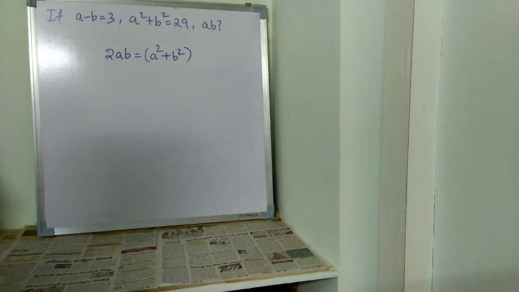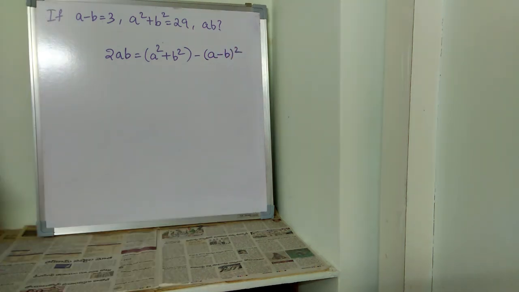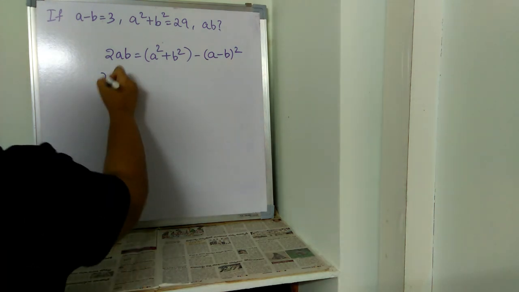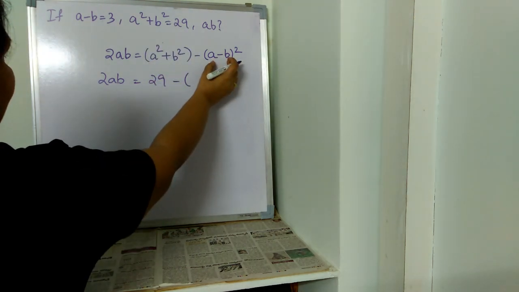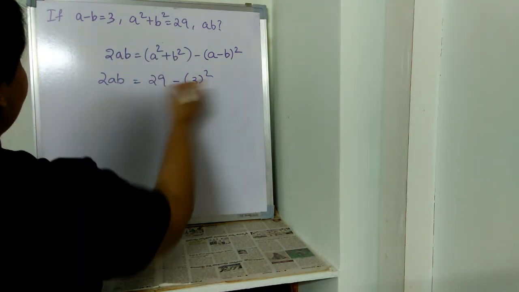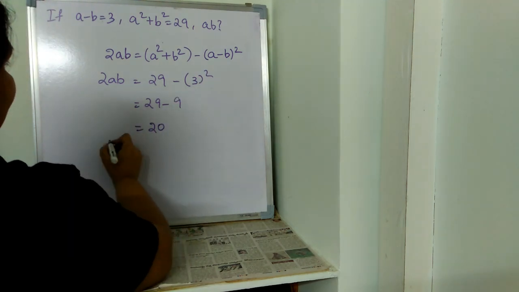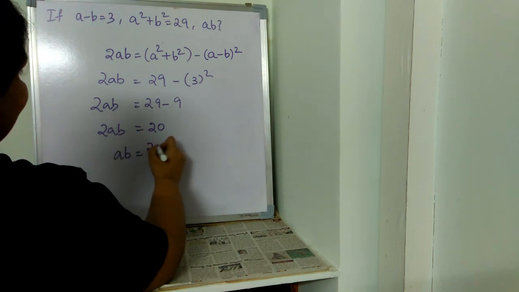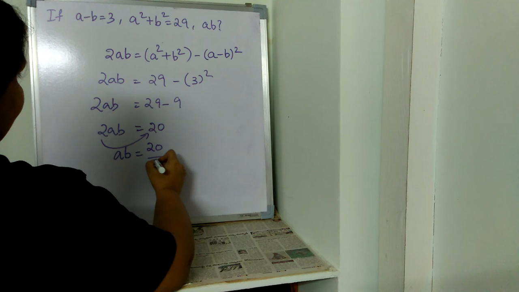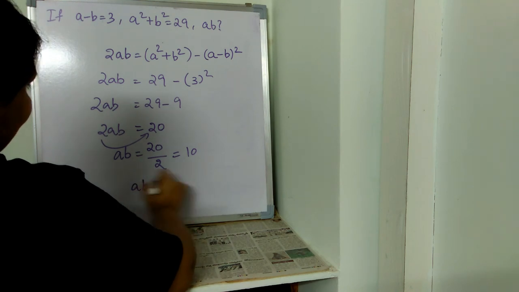2ab is equal to a square plus b square minus a minus b whole square. This is the formula. Here we just need to substitute. 2ab is equal to a square plus b square, whose value is 29, minus a minus b, whose value is 3, whole square. 3 3s are 9. 29 minus 9 is 20. Left hand side as it is. So ab is equal to 20 divided by 2, sending 2 to the right hand side. 20 divided by 2 is 10. So the value of ab is 10.